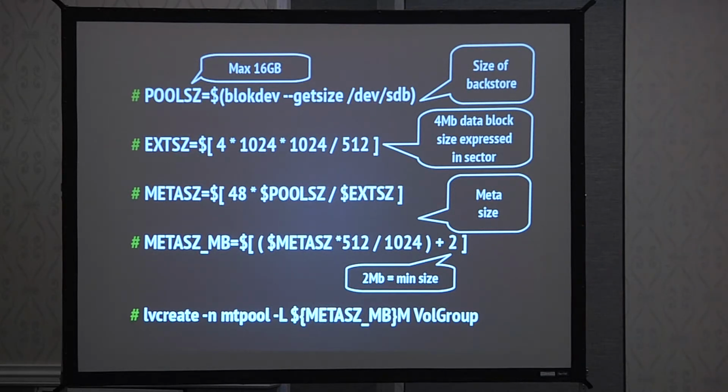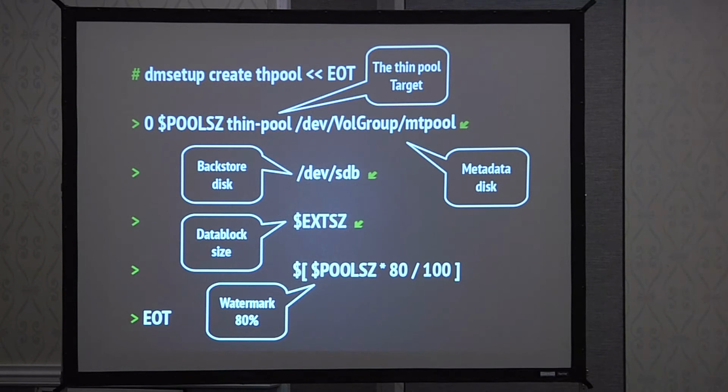So the metadata size in megabytes is this one plus 2 megabytes. So we create the metadata pool, and next we create the pool itself. It starts from 0 to the pool size. It's the size of SDB.